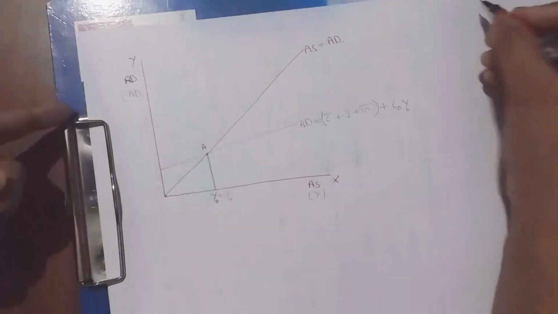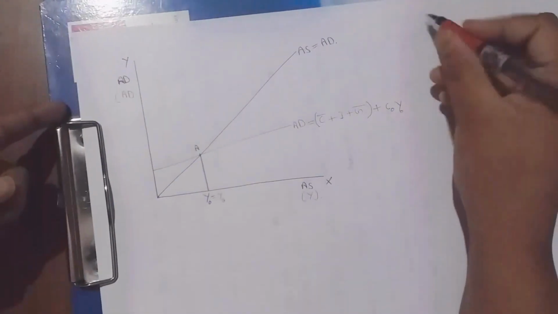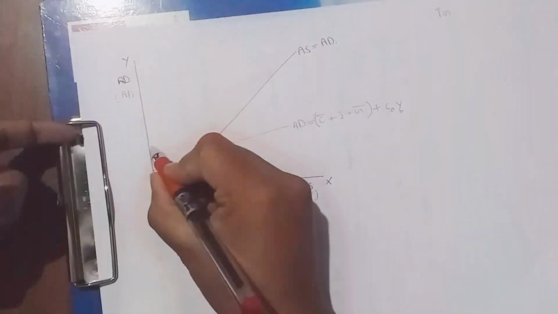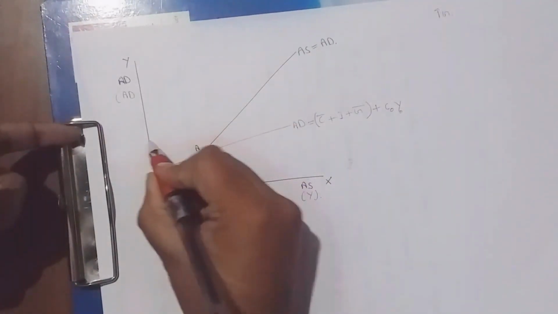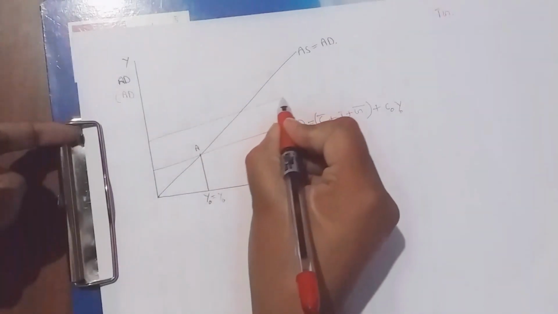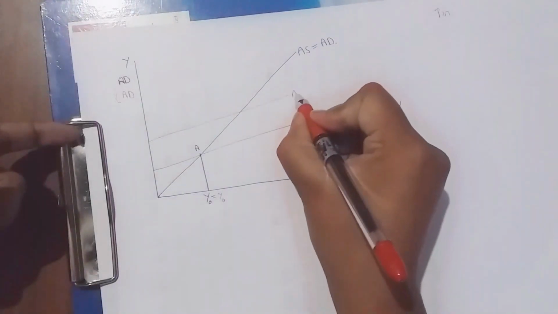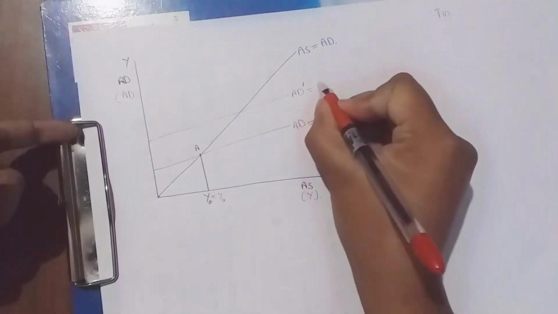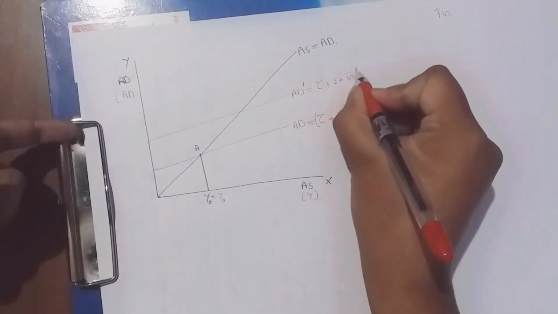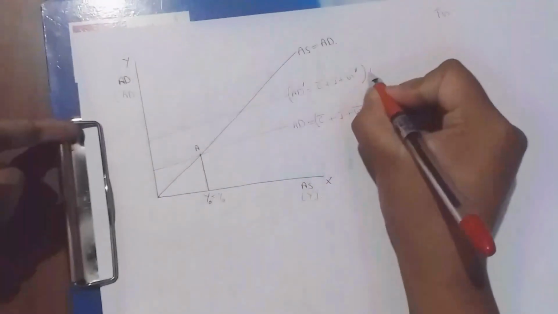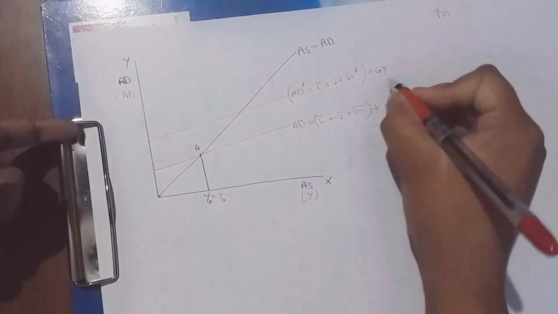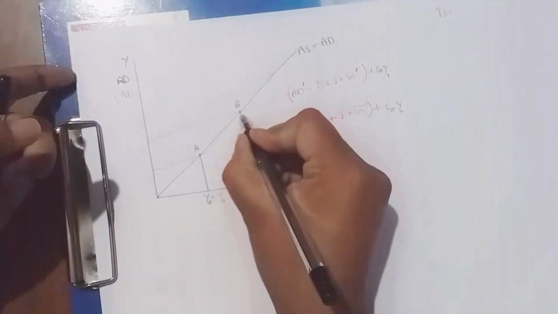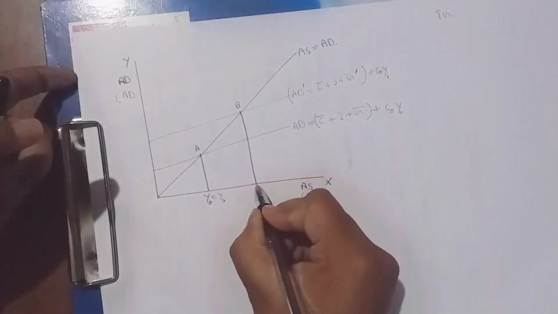If there is change in government expenditure, if government expenditure increases, then the aggregate demand curve will shift outward, parallel to aggregate demand. We will write this aggregate demand dash is equal to plus G. And here the point B, and this is the level of income at point B.